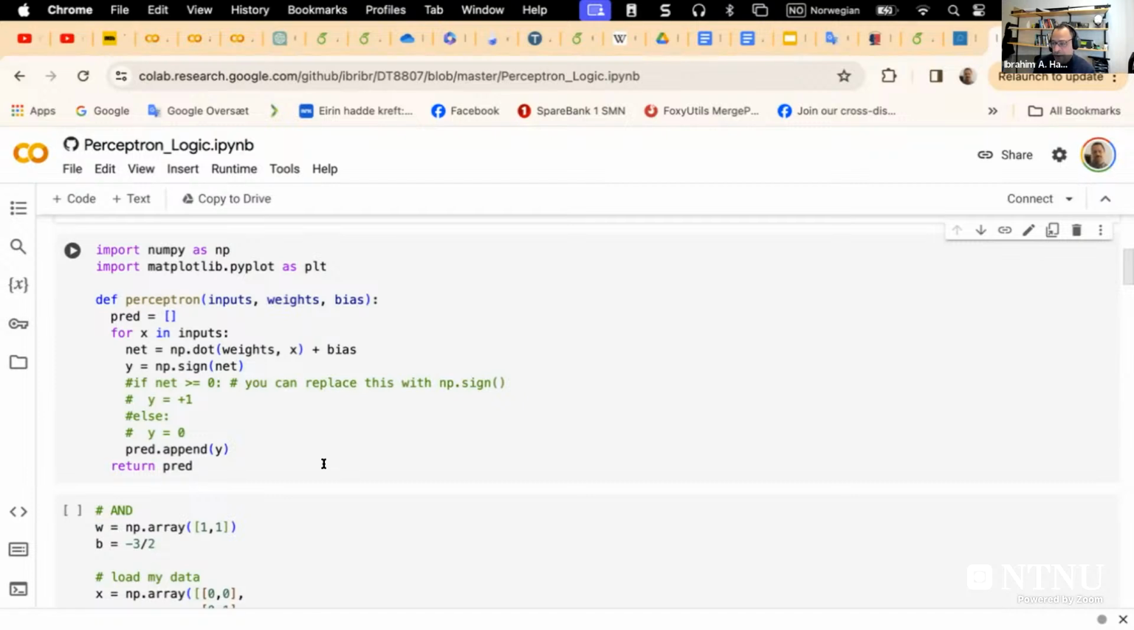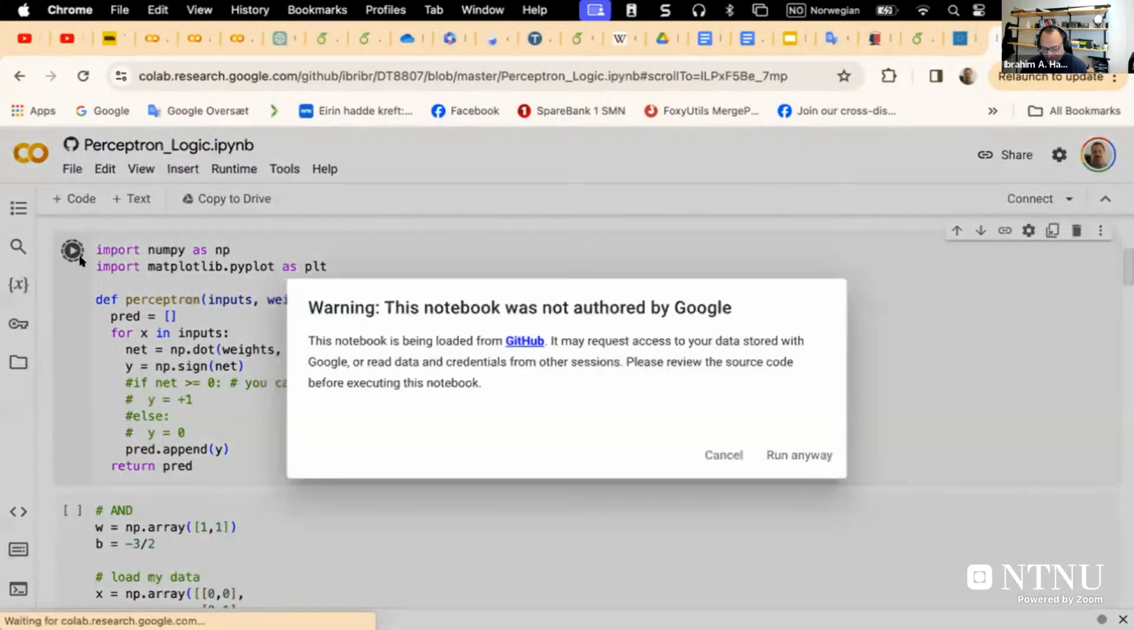This sign function, if you test the net value, if the net value is positive, you will get 1. Otherwise, you will get 0. So you can just use a sign function, or you can just implement this. If net greater than or equal 0, y equals 1, otherwise y equals 0. And append the prediction into a vector called predict and just test it. So this is my function.